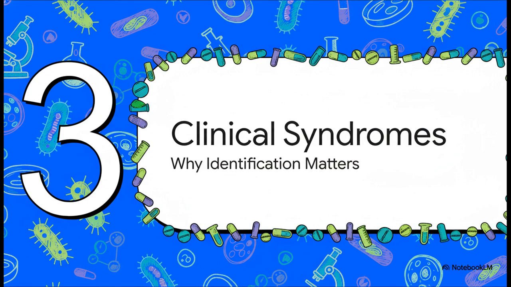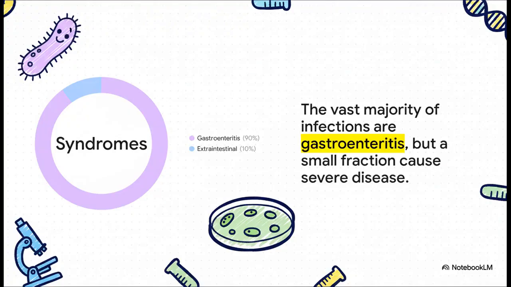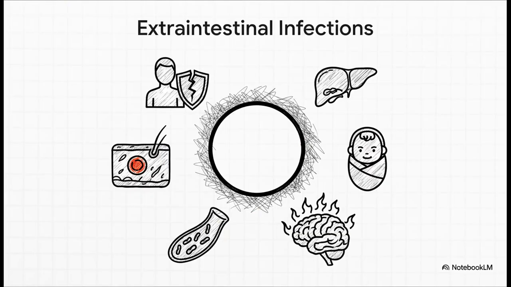So we've wrestled it down in the lab. We've got an ID. But why? Why does all this careful work matter so much? Let's connect the dots from the bench to the bedside and see what this means for the patient. For the most part, you're looking at gastroenteritis, usually from contaminated water or seafood. But it's those less common extraintestinal infections where the stakes get incredibly high really, really fast. And when I say high stakes, I mean life-threatening.